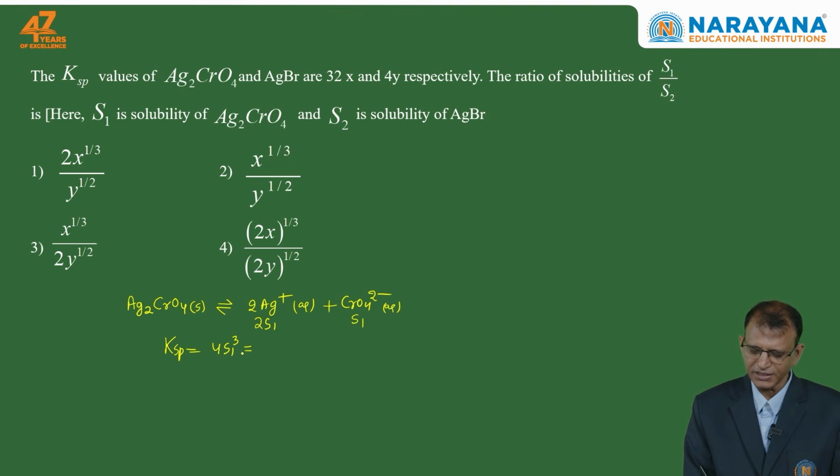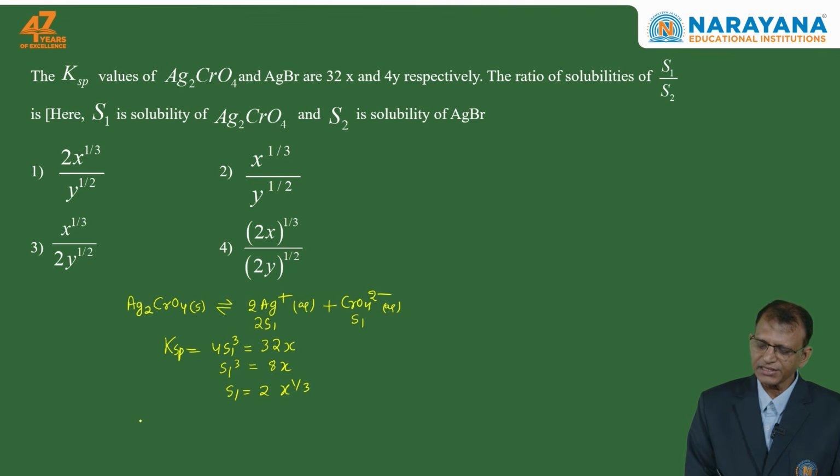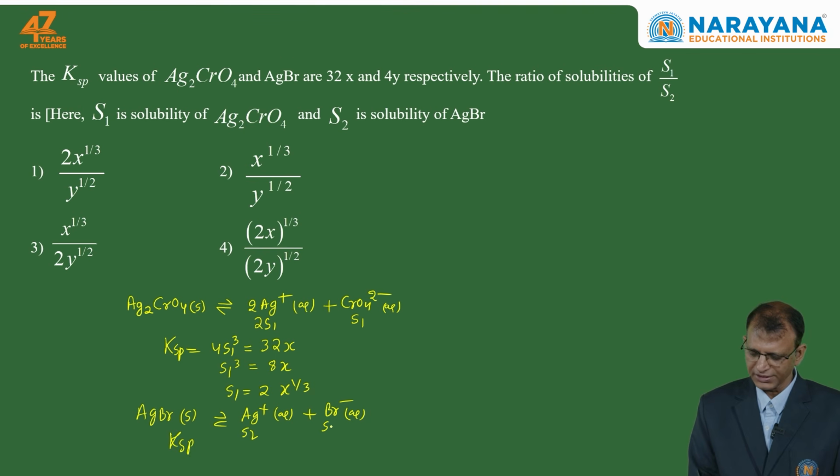The value of Ksp is given here. For Ag2CrO4 the value is 32 times X. So if we simplify, we can write that S1 to the power 3 is equal to 8 times X, or S1 is equal to 2 times X to the power 1 by 3. Similarly, for silver bromide, we can write the reaction AgBr in solid state is in equilibrium with Ag plus ion in aqueous state plus Br minus ion in aqueous state, and from here we can write that Ksp is equal to solubility S2 square.